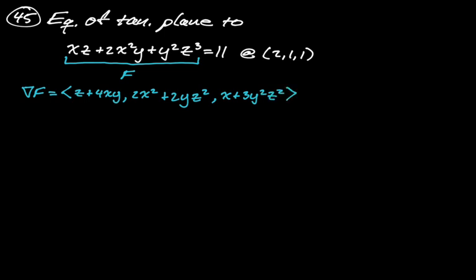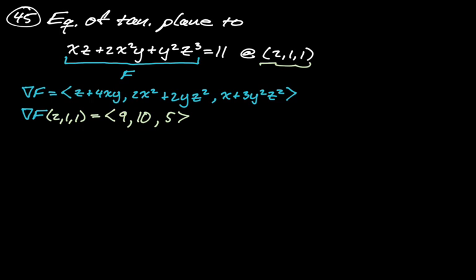Okay, that is the gradient. Now we need to evaluate it at our given point, which is 2, 1, 1. So we're looking for the gradient at 2, 1, 1, which we just plug in. If you plug in x is 2, y is 1, z is 1, we're going to get 8 plus 1, 9. Then we're going to get 2 times 2 squared is 8 plus 2 times 1, so 10. And then we're going to get 2 plus 3, which is 5. Okay, so that's our gradient at the point 2, 1, 1. That is normal to the surface and also, therefore, is the normal for the tangent plane.